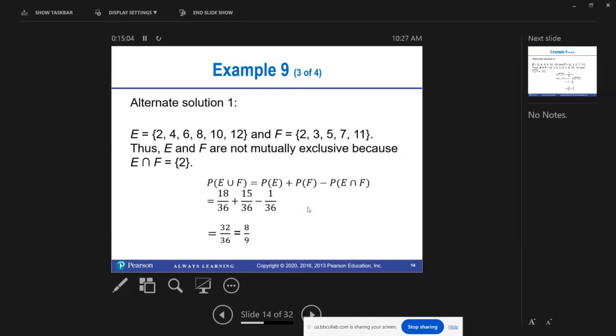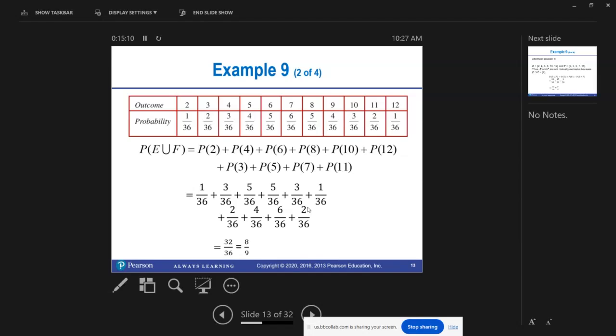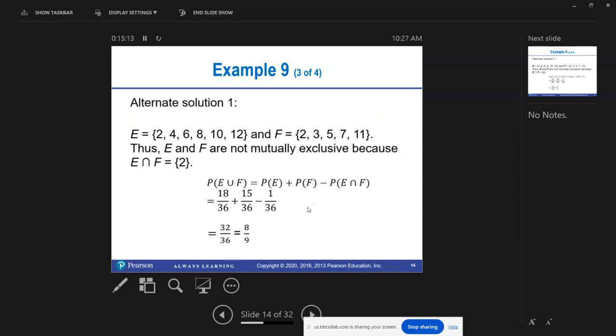Now, here's another option, because as you can see, that was pretty complicated. That was a lot of fractions to add up. Thankfully, they all had the same denominator, but still it was a lot. So another thing that you can do is when you look at our E sample space and our F sample space here, we can see that they are not mutually exclusive. So what that means is they have a common number. Okay, see how we have two?